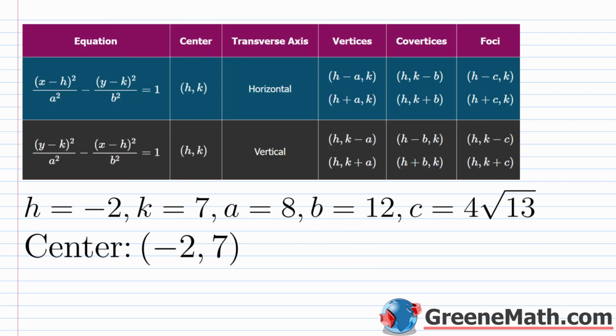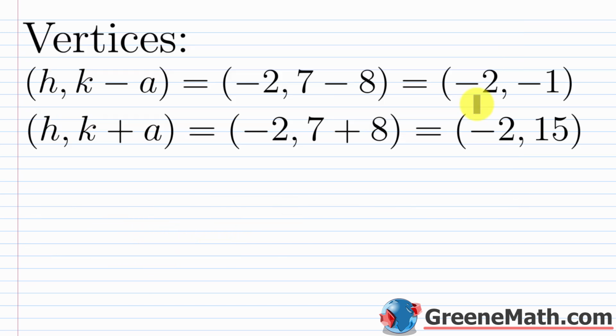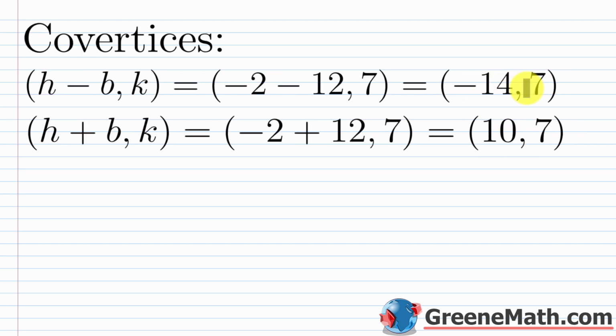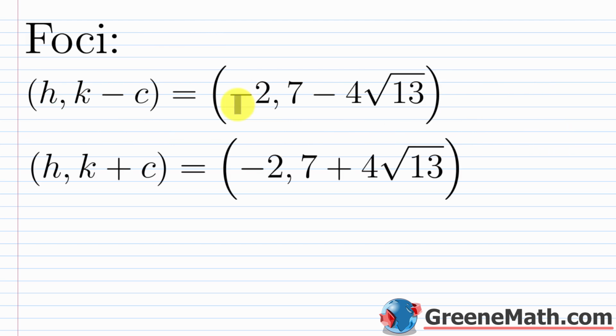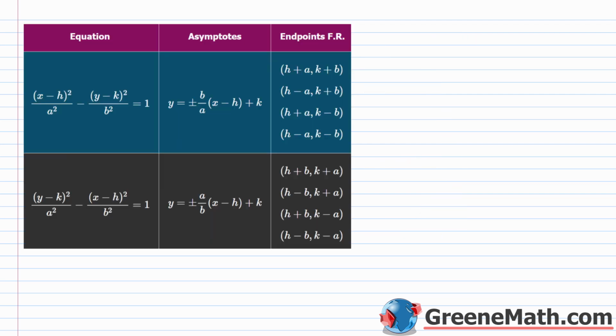So coming down here, we're using the second row. The center is h comma k, so negative 2 comma 7, and you just plug in. So the vertices, we have negative 2 comma negative 1 and negative 2 comma 15. The co-vertices, negative 14 comma 7 and 10 comma 7. The foci, you have negative 2 comma 7 minus 4 times the square root of 13, and then negative 2 comma 7 plus 4 times the square root of 13. So this right here on the graph, you're going to see it approximated to about negative 7.42. And this right here, if you approximate it, that's about 21.42. Okay, in terms of the asymptotes and the endpoints, again, we're going to use these formulas.